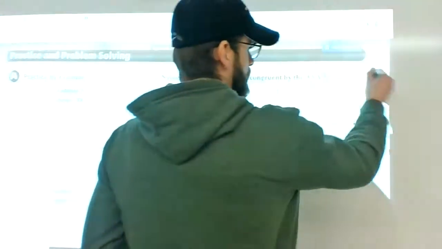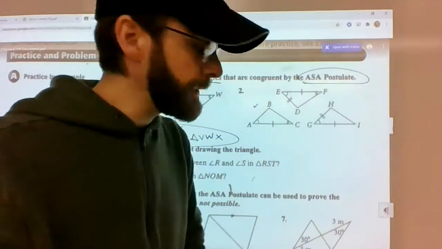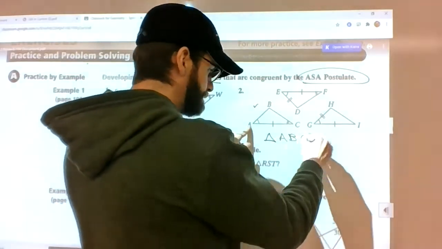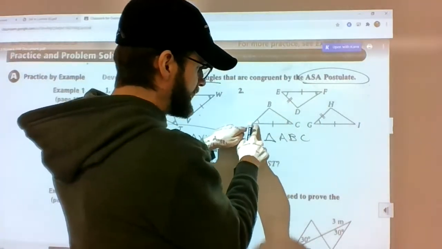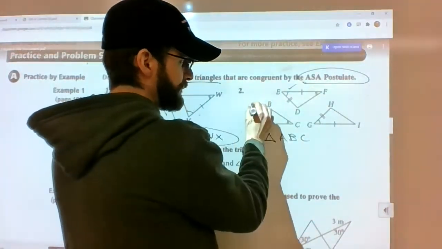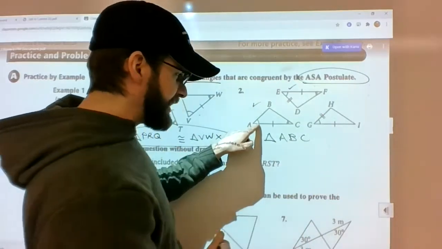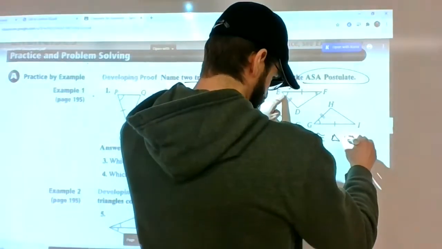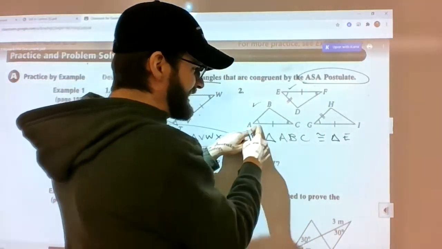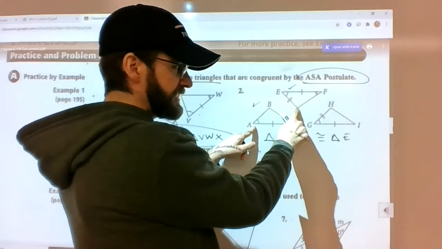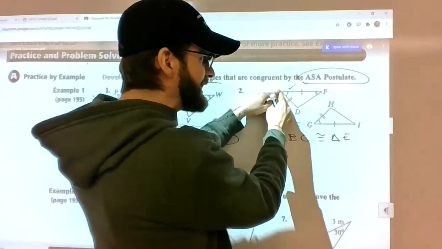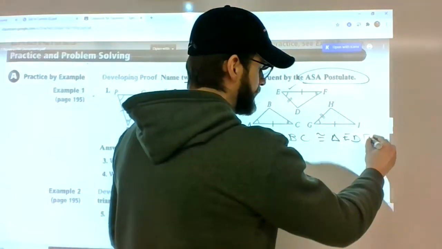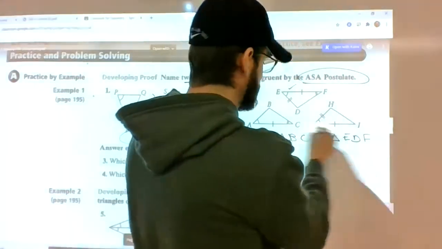However, it specifies it's got to be ASA. So triangle ABC needs to be congruent to this one right here. So these are the 2 in question that are congruent. Single dome A goes with single dome E. Moving to B, it's the absent no dome, which is D. So AB would be ED. And then double dome C would be double dome F. So triangle ABC is congruent to triangle EDF.